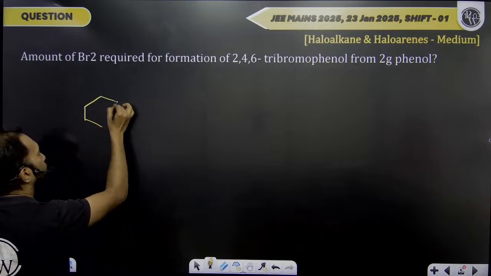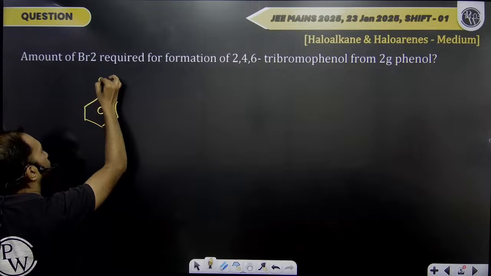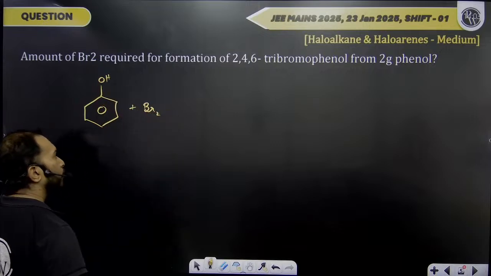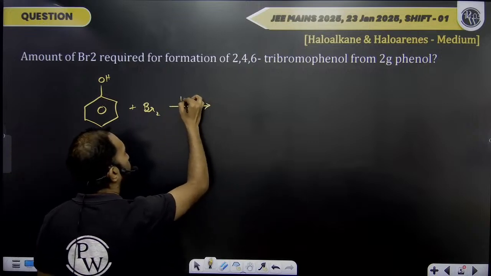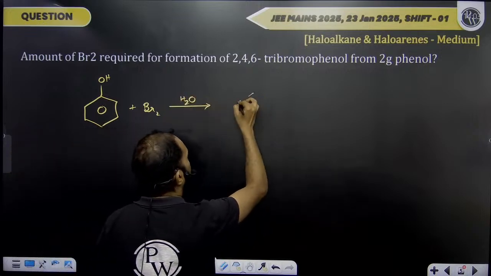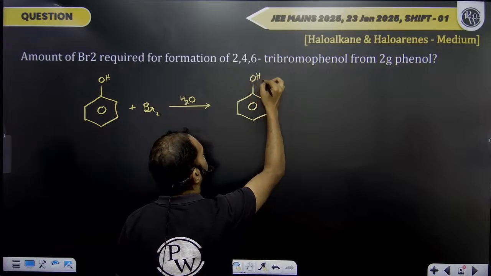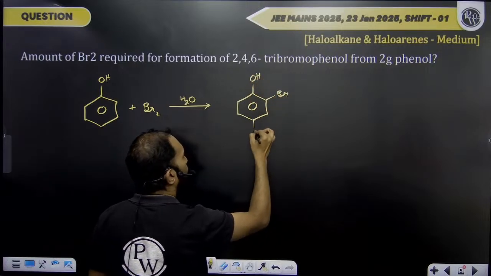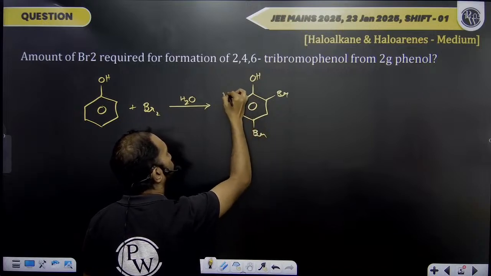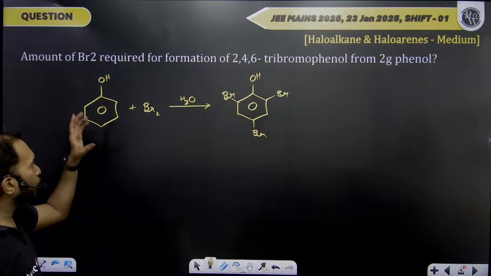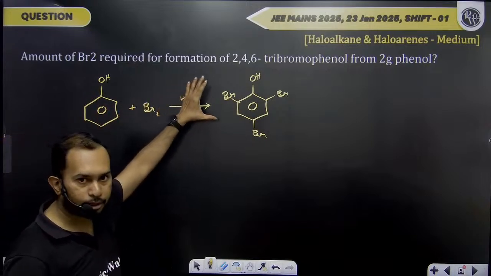Phenol is taken, right? Phenol is reacted with bromine, Br2. And in the presence of water, polysubstitution will happen. So you will get the tribromo derivative of the phenol. Tribromo derivative, OH, ortho, para, ortho. Okay.